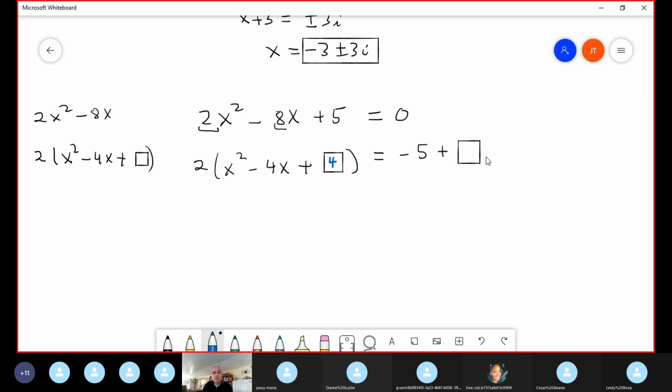But in this example, the number on the right-hand side for the box is not 4. No, this is wrong. Why not? Because I introduced artificially 4 inside the parentheses, right? And this 4 actually multiplied by 2 is 8. Do you see why the reason is 8? When you introduce artificially 4 inside the parentheses because you want to complete the square, actually what we are introducing is not 4 but 8, because we have a multiplier 2 here.